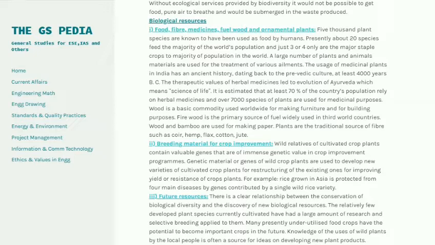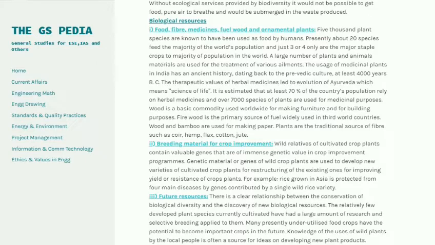A large number of plant and animal materials are used for the treatment of various ailments. The usage of medicinal plants in India has an ancient history, dating back to the pre-Vedic culture, at least 4,000 years BC. The therapeutic values of herbal medicines led to the evolution of Ayurveda, which means science of life. It is estimated that at least 70% of the country's population rely on herbal medicines, and over 7,000 species of plants are used for medicinal purposes.